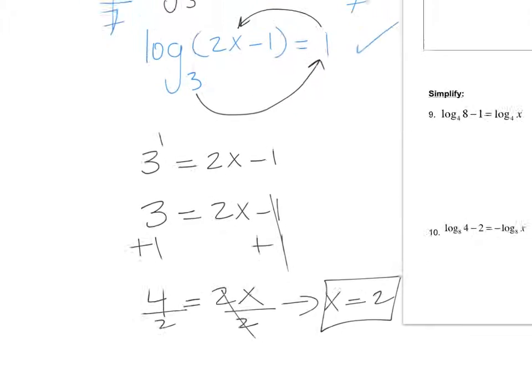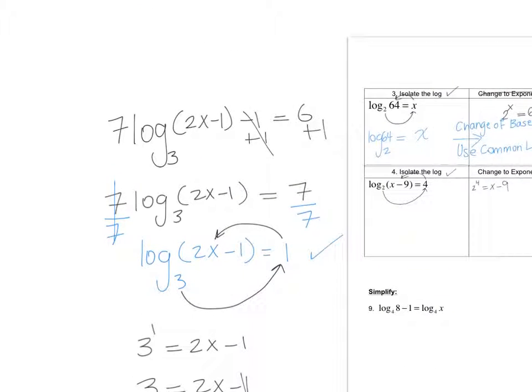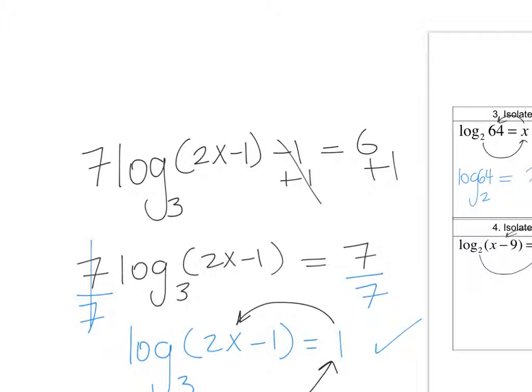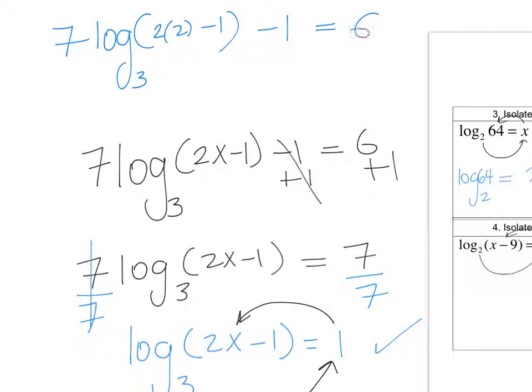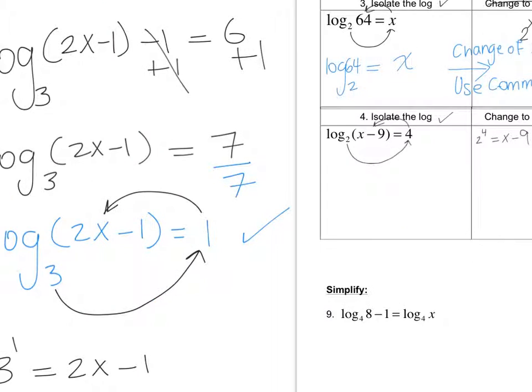Now remember, you always need to check. So go back to the main equation and put this in your calculator. 7 log base 3 of 2 times 2, since x is 2, minus 1, and there's a minus 1 on the outside, and press enter. Is it going to give you a 6? If yes, then your answer is correct. This is how you solve such a logarithmic equation.